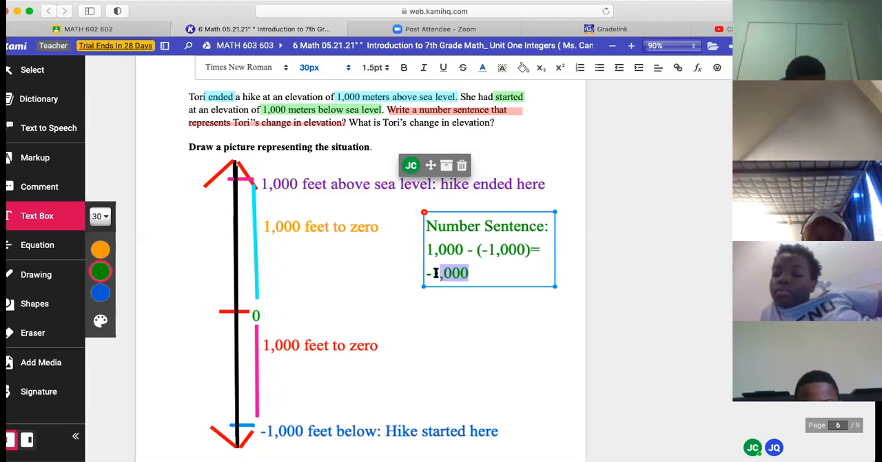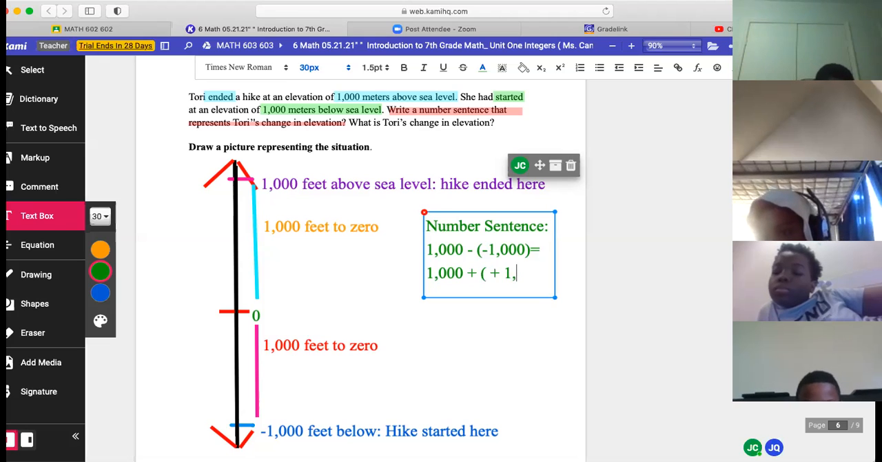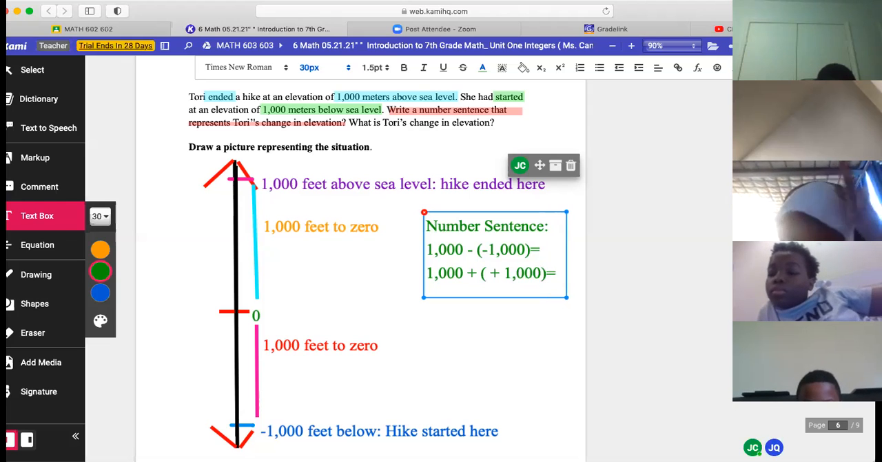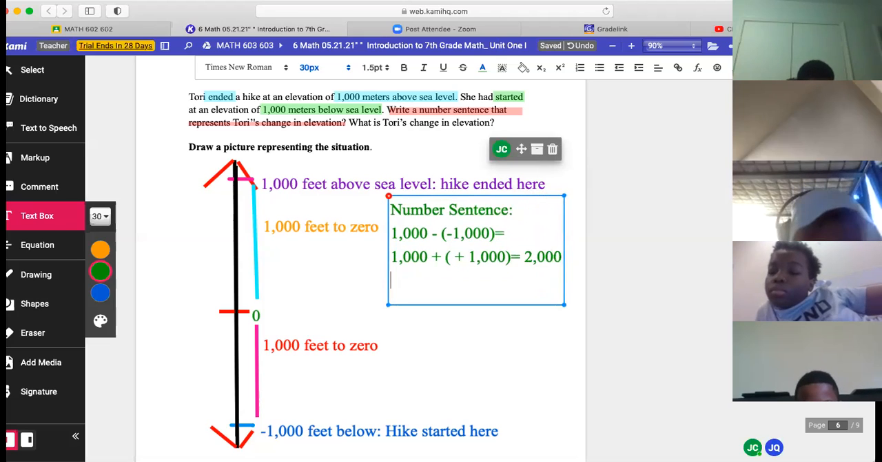So now we're going to start at 1,000. What's the inverse of a negative? Positive. Okay, so when we have a subtraction sign, those two become positive, and then we have positive 1,000. Use the additive inverse with the subtraction. What's 1,000 plus 1,000? Come on, 1,000 plus 1,000? 2,000. So what is the answer?